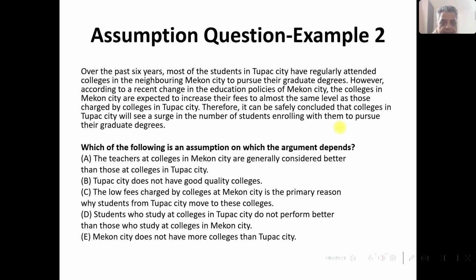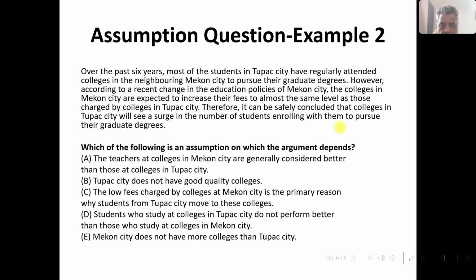So if teachers in Mekong City are better than those in the colleges of Tupac City, then the increase in fees in the colleges of Mekong City will have no effect on the enrollment of students in Tupac City. So A is eliminated.